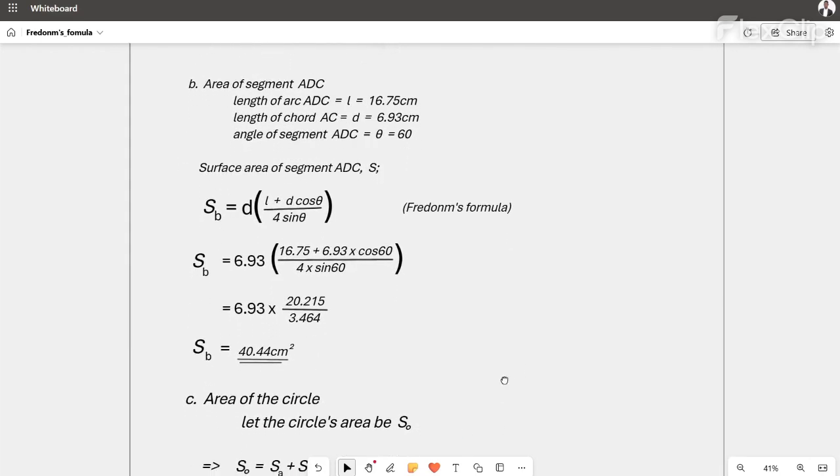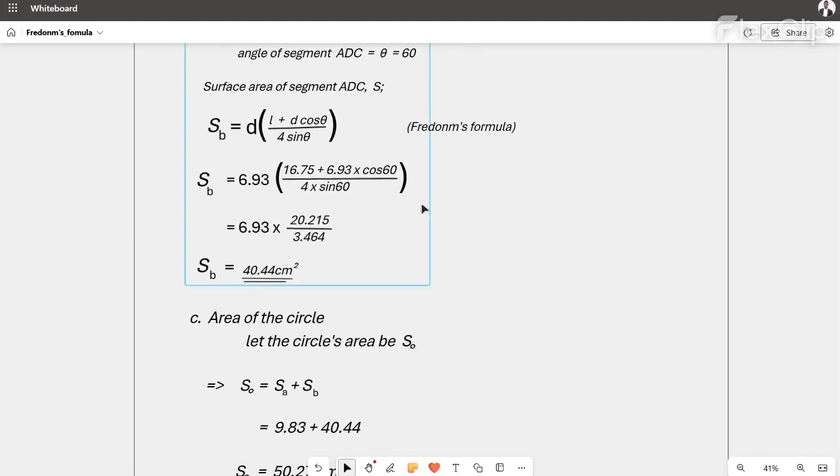Okay, now let's solve question C. As you can see, with this formula which we use here, we have arrived at area of the major segment with few steps also, just as it happened when we were calculating the area of the minor segment.